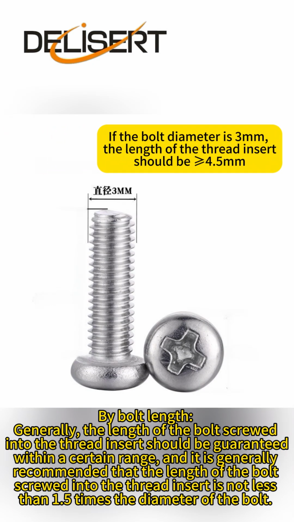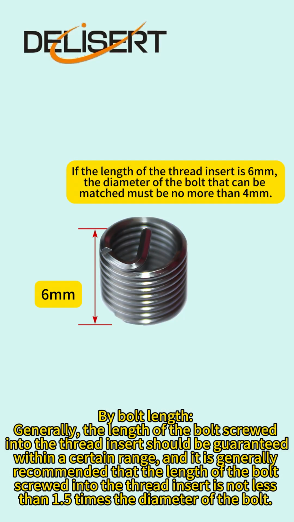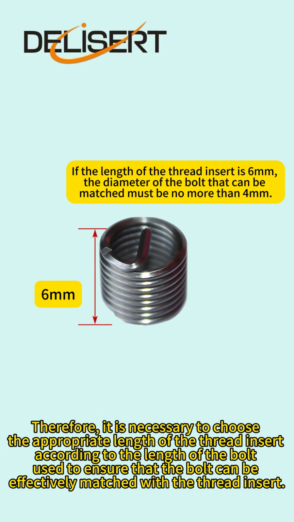Bolt length. Generally, the length of the bolt screwed into the thread insert should be guaranteed within a certain range, and it is generally recommended that the length of the bolt screwed into the thread insert is not less than 1.5 times the diameter of the bolt. Therefore, it is necessary to choose the appropriate length of the thread insert according to the length of the bolt used, to ensure that the bolt can be effectively matched with the thread insert.